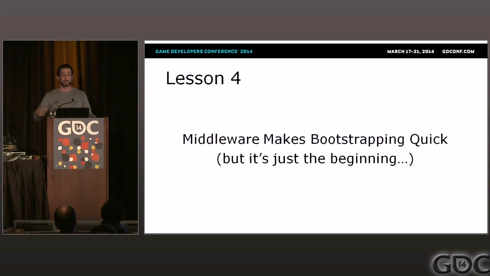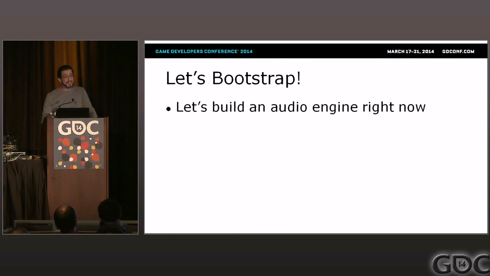So we're all game developers, we have to do things quickly. And middleware is awesome. There's FMOD and Wwise and various other middleware things that will make bootstrapping your audio engine really, really quick. So in fact, to demonstrate this, I'm going to bootstrap an audio engine here in front of you. This is all the source code for an audio engine. I'm going to go about 99% light speed, but I'm hoping that I will get my point across.